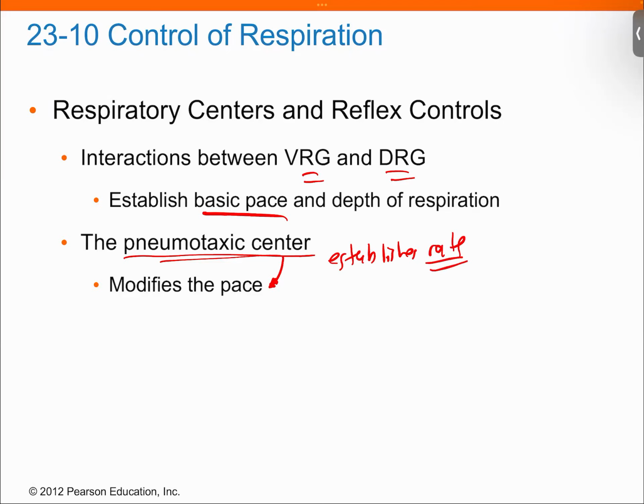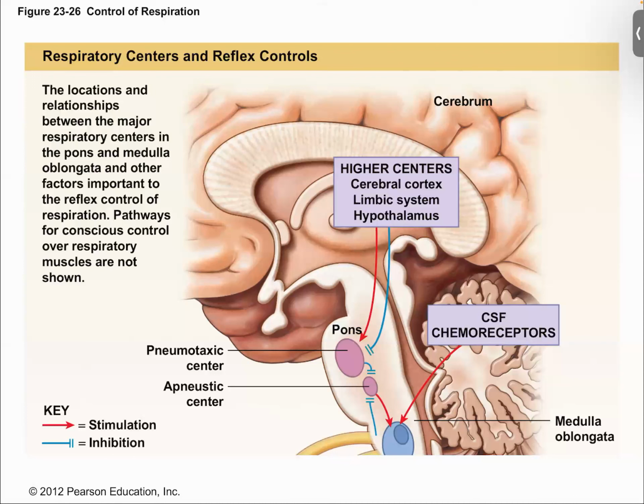So the question comes, okay, great. The DRG stimulates the contraction of the diaphragm and things like that. So who tells the DRG to fire? Well, it's the apneustic center that tells the DRG to fire. And then the pneumotaxic center is your braking system. It's the one that basically antagonizes the apneustic. So this is kind of what it looks like.